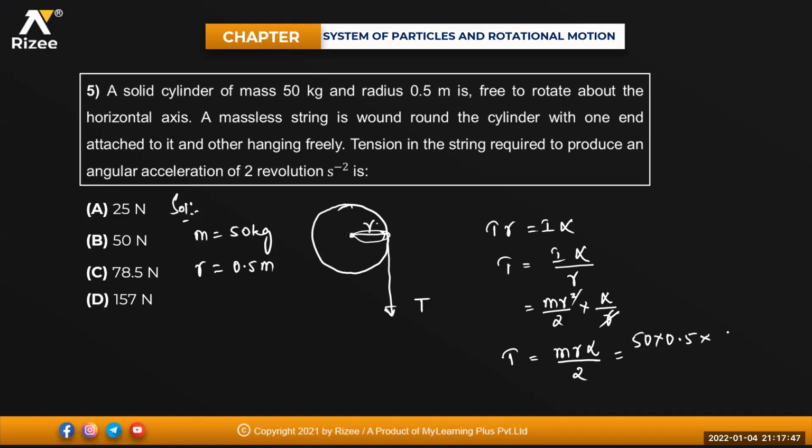The cylinder rotates about an axis with a massless string with one end attached to it, with an angular acceleration of 2 revolutions per second. That means alpha value is 2. So 1 revolution is equal to how much, beta? 2 pi.